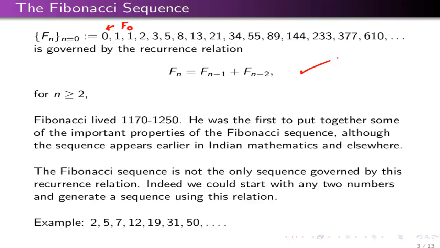Fibonacci lived in the 12th century. He was the first one to put together all of the important properties of the Fibonacci sequence, although it does appear earlier in mathematics.